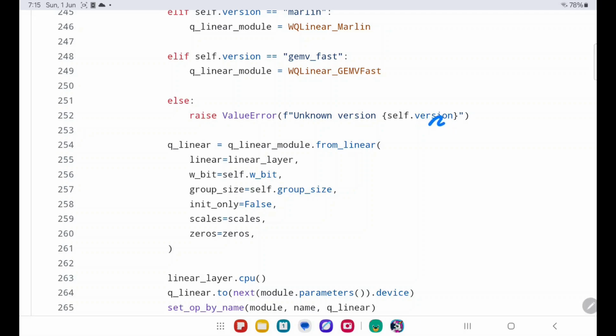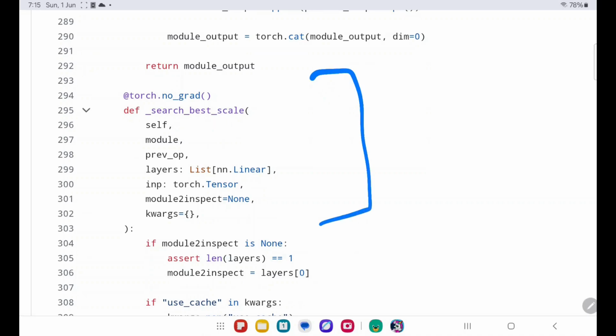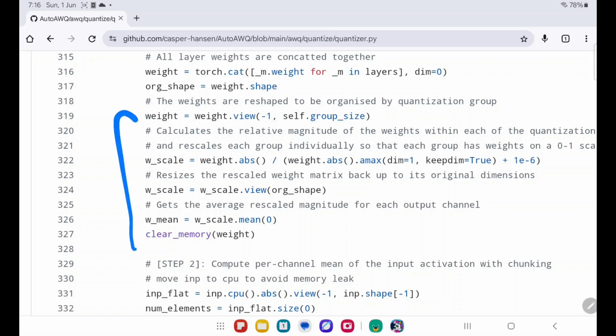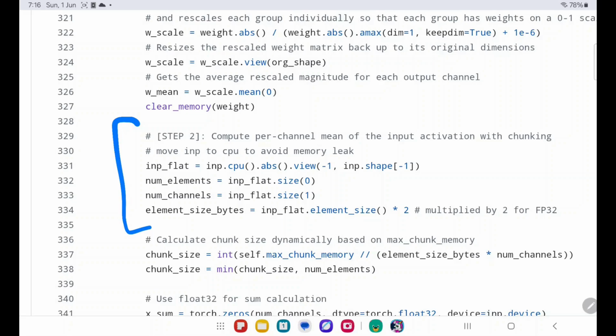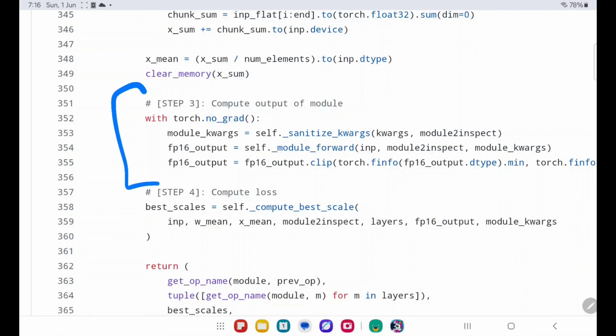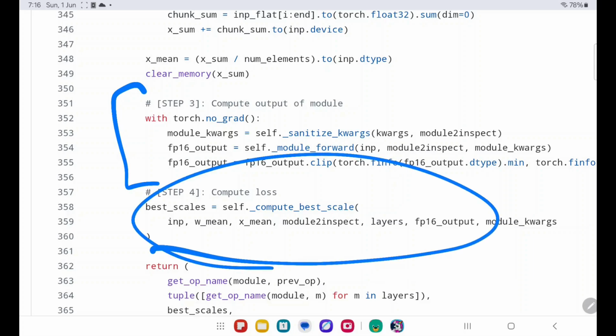The quantizing the weights part is simple. If we know the scales and the zeros, we can apply these scales and zeros and perform the quantization. So the point is how to search for the best scale. For this we go to the search best scale method. We start with the absmax of the weights. We compute the per channel mean of the input activation with chunking. Then we compute the output of the module, and we go to computing the best scale, where we pass the input, the W mean and the X mean, along with the FP16 output.